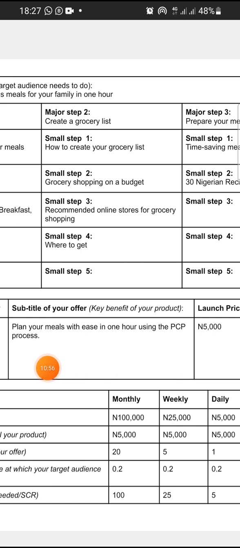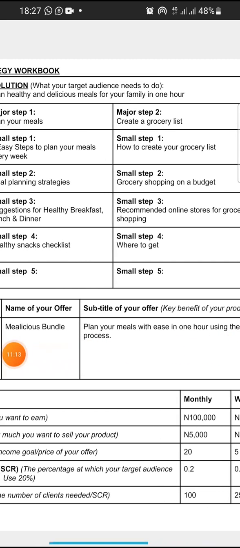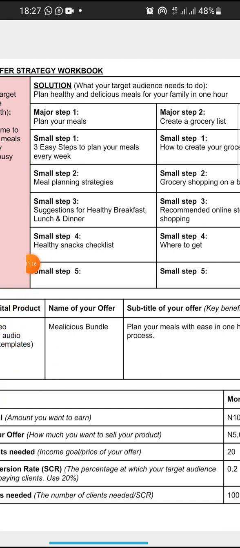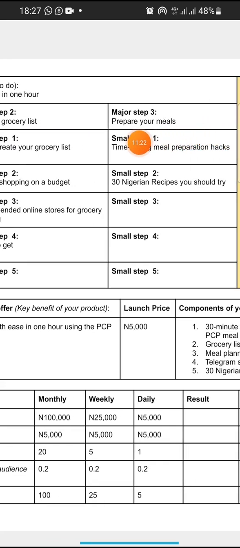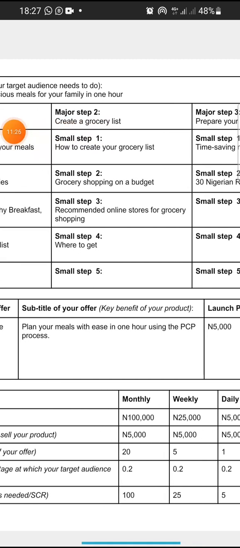Then aside from the name of your offer, you need to give it a subtitle, and the subtitle needs to convey the benefits of your product, the most important or key benefit of your product. So you can see the subtitle of this offer is: plan your meals with ease in 1 hour using the PCP process. Now, know where this PCP came from? It's from here. These major steps. P for plan, then C for create, and then P for prepare your meal. So just pick the first 3 letters and we use it to name the process.